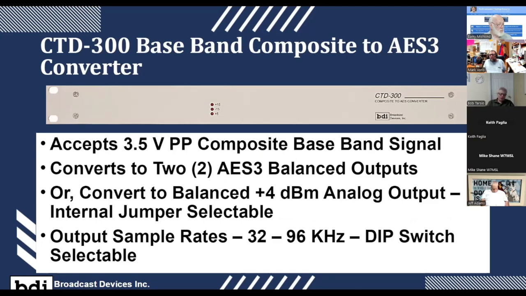So you can bring in a 3.5 volt peak-to-peak composite baseband signal and convert that to a pair of AES3 balanced outputs. Or you can, with a jumper inside the unit, or a pair of jumpers actually, convert from AES3 to balanced analog audio output, +4 output, if you need that. And on the AES side, the sample rates are adjustable from 32 to 96 kilohertz with dip switch settings. Now, typically we ship these at 44.1 because that's typically the industry standard.